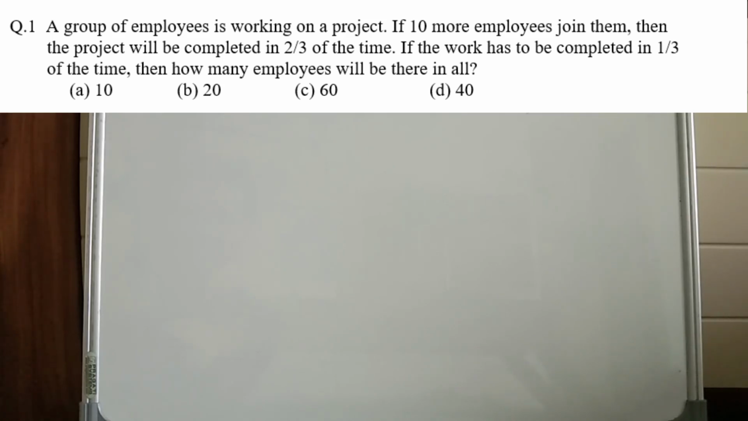So the first question says, a group of employees is working on a project. If 10 more employees join them, then the project will be completed in two-thirds of the time. Definitely, if workers are increasing, the time is going to decrease. If the work has to be completed in one-third of the time, then how many more employees have to join?